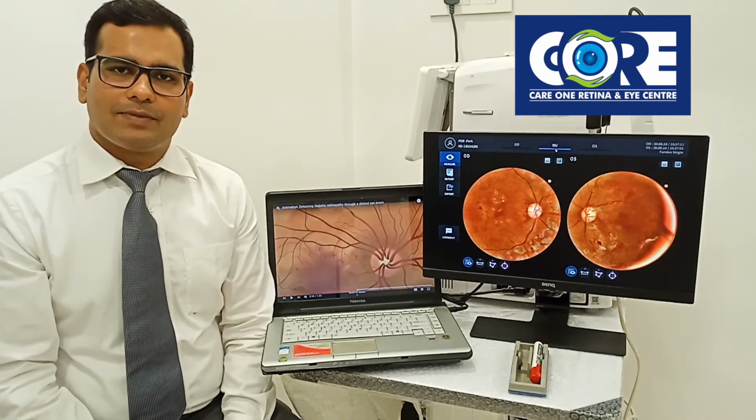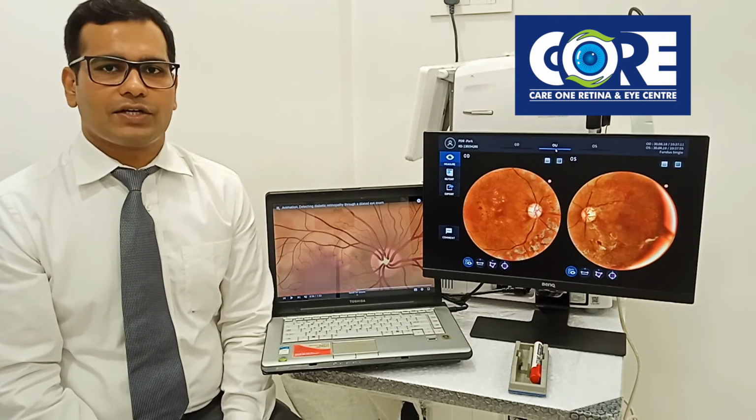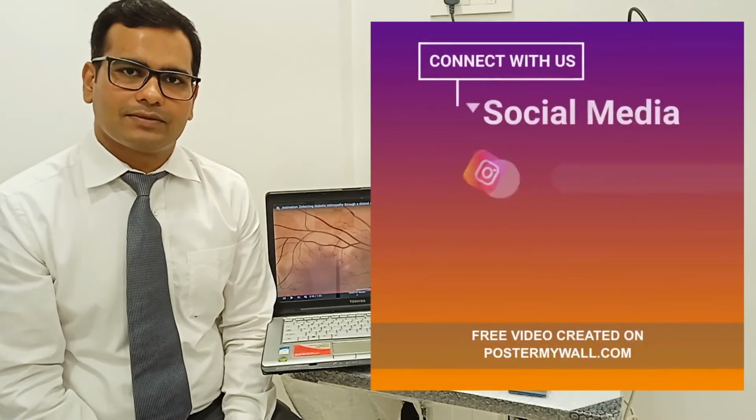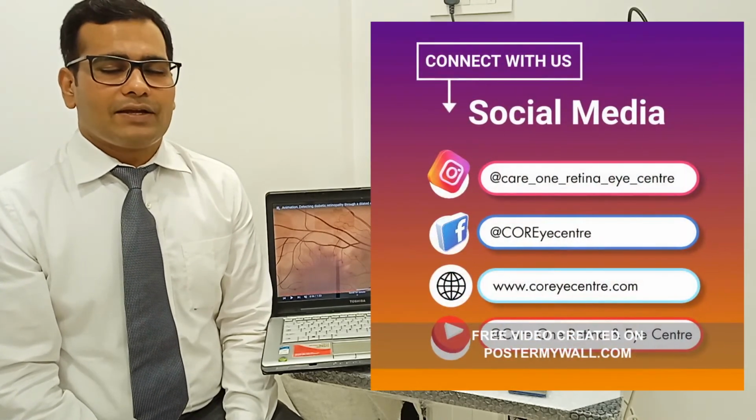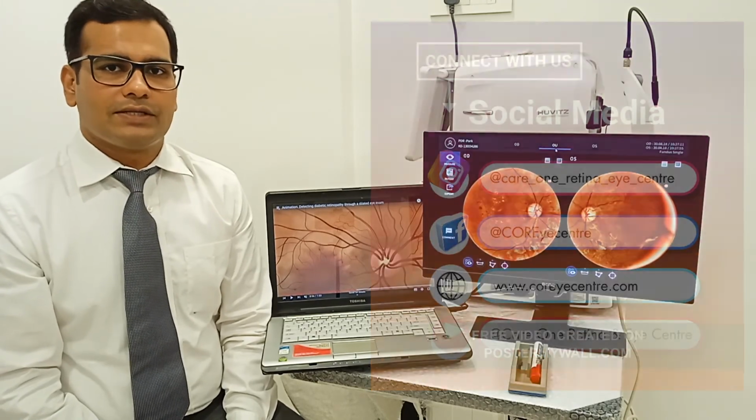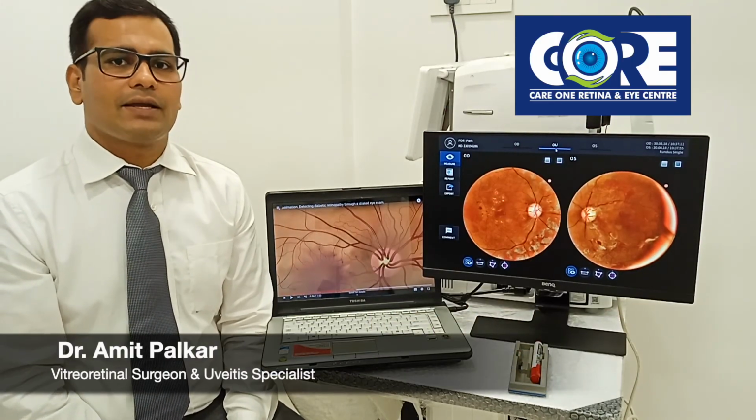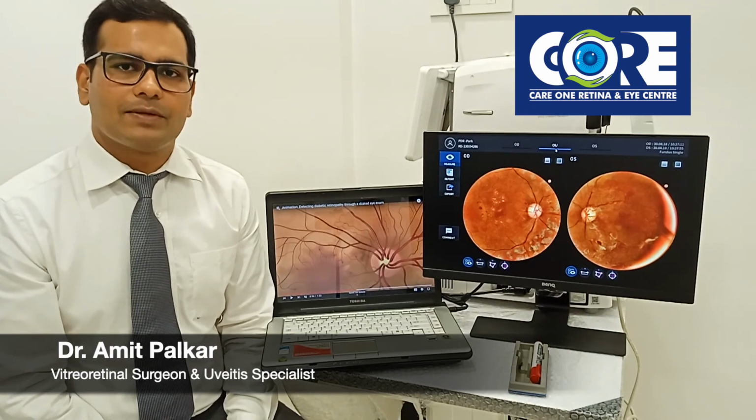If you have diabetes mellitus, then you need an eye checkup every 6 months. In that way, your doctor can diagnose these changes of diabetic retinopathy and help prevent this irreversible blindness.